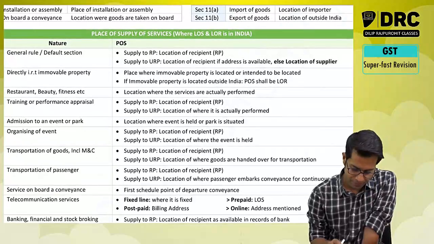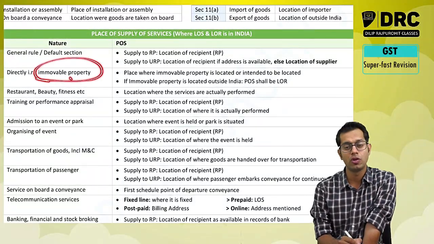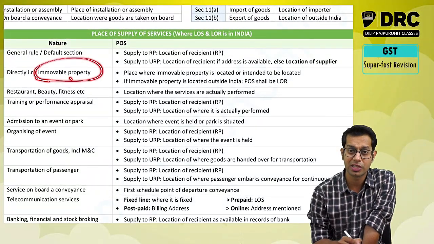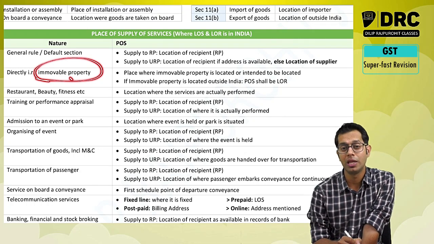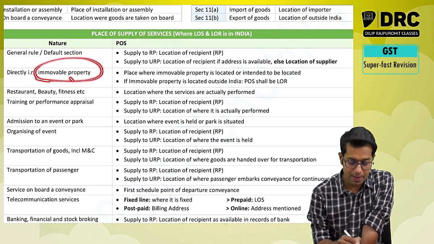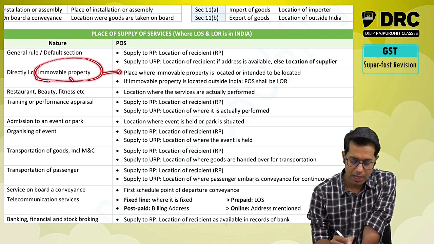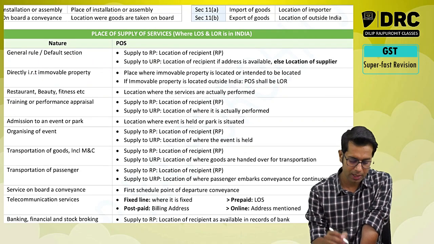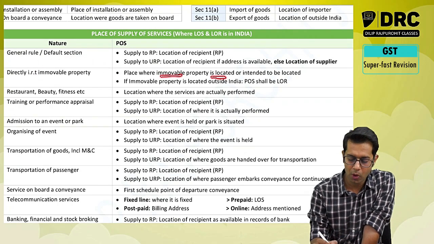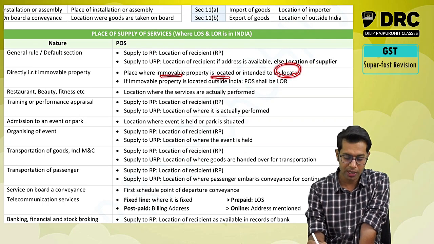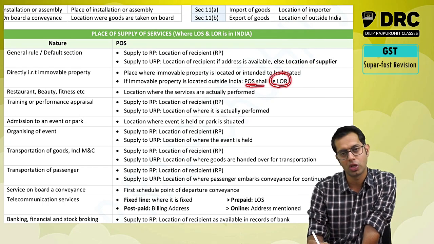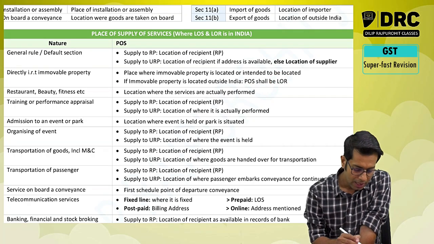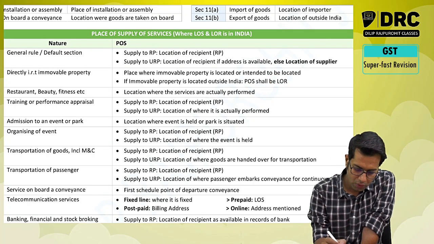Then in case the services are directly related to immovable property, such as architect services, construction services, interior decorator services, renting of hotel, inn, guest house, boat house, etc. In such cases, the place of supply will be the place where the immovable property is located or intended to be located. Now, if the immovable property is located outside India, then the place of supply will be taken as location of recipient. Then, in case of what?